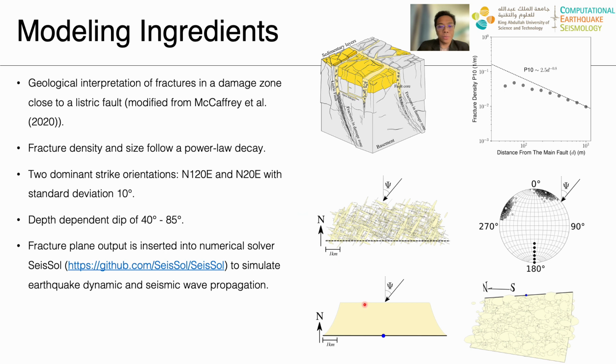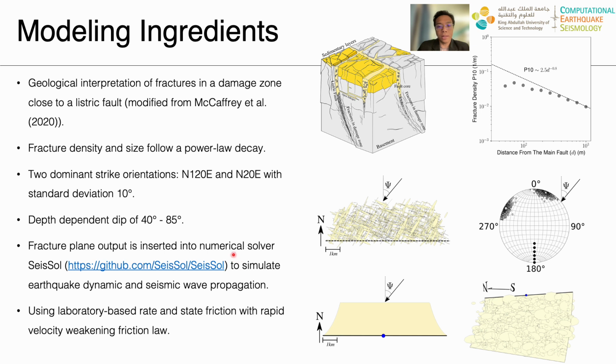The fracture plane output is inserted into a numerical solver, SeisSol. And then we also use a laboratory-based rate and state with strong velocity weakening friction law, with friction parameters chosen to generate a realistic stress drop and dynamic frictional resistance. Note that for all simulations, the rupture nucleation is generated dynamically with an overstress volume, which includes the main fault and a subset of fractures with a radius of 300 meters.